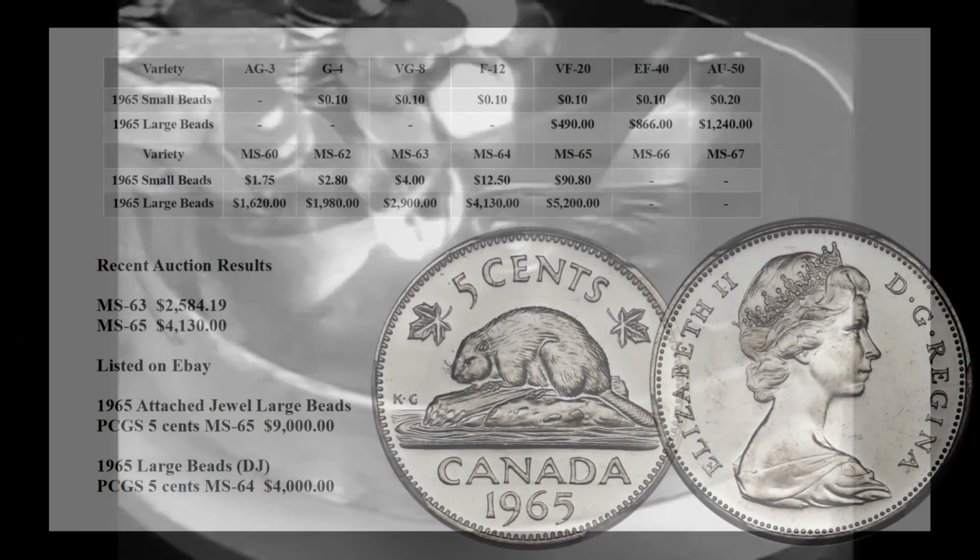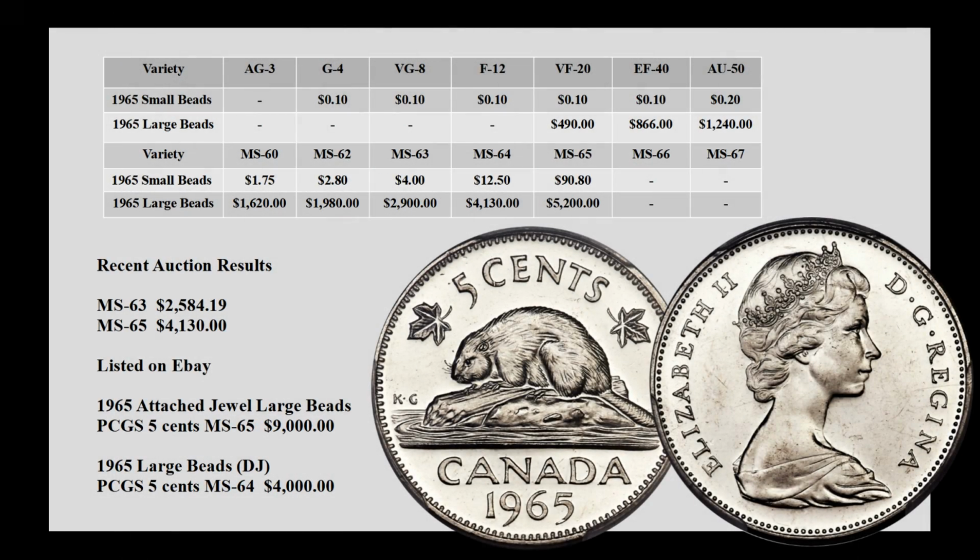The mintage for the 1965 5-cent coins was 84,876,018. Regarding value, the small beads variety is relatively common, often worth only a few cents to a couple of dollars depending on its condition. However, the large beads variety represents a true collector's treasure. In very fine condition, it can command around $490. In mint state, it may exceed $2,000.